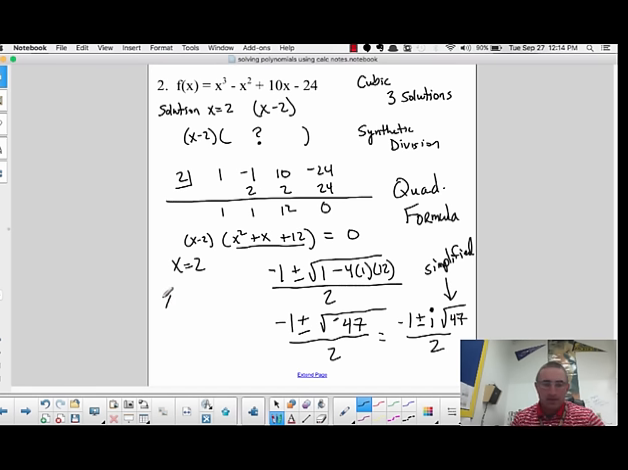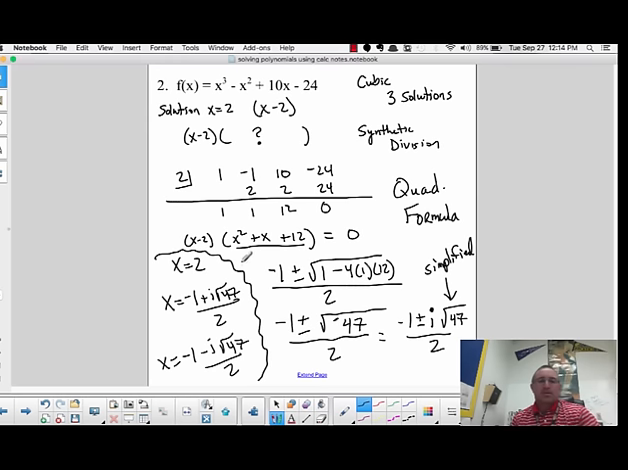But I have 3 solutions now. I have negative 1 plus i square root of 47 over 2. And I have negative 1 minus i square root of 47 over 2. So there's 3 solutions from a cubic function, using my calculator to get one solution, then synthetic division to get the next solution, or to turn it into a quadratic formula to get 2 more answers.